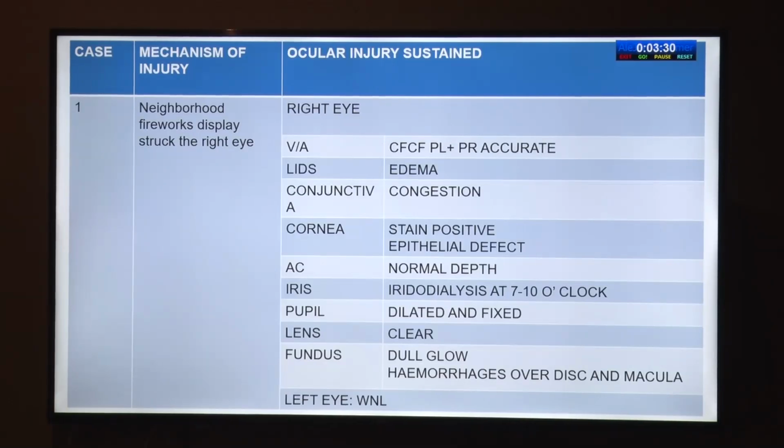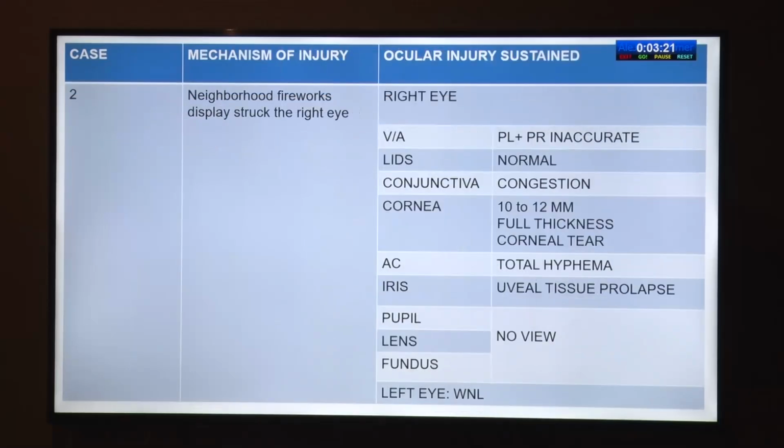The pupil was dilated and fixed, the lens was clear, and in the fundus there was a dull glow with hemorrhages over the disc and macula. The left eye was within normal limits.